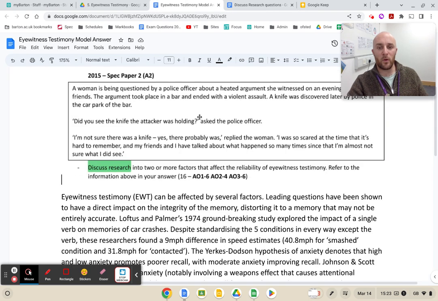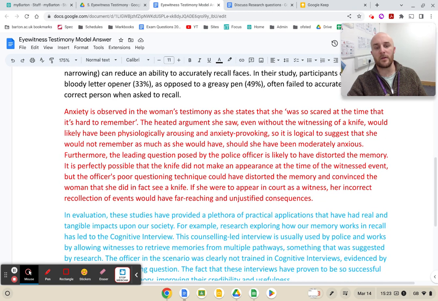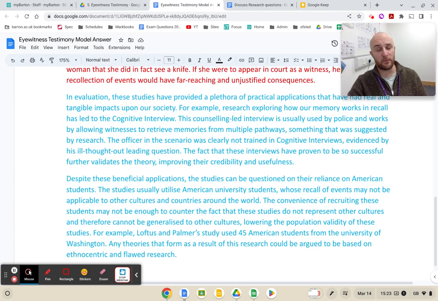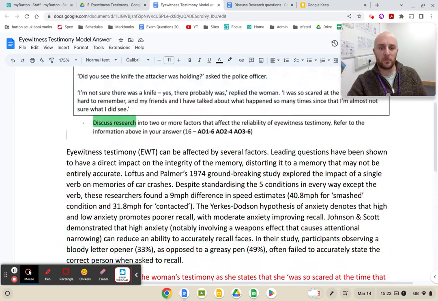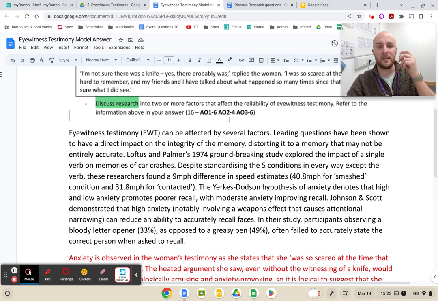I do actually have a model answer here, for the same question. I've got an AO1 here, an AO2 here, and then two AO3s here. This is on the Google site if you have access to it. I want to go through what you actually have to put in your AO1. Discuss research into two or more factors: you're talking about leading questions, post-event discussion, and anxiety, but you need to be talking about research linked to those as well. So as you can see here, I talk about Loftus and leading questions.